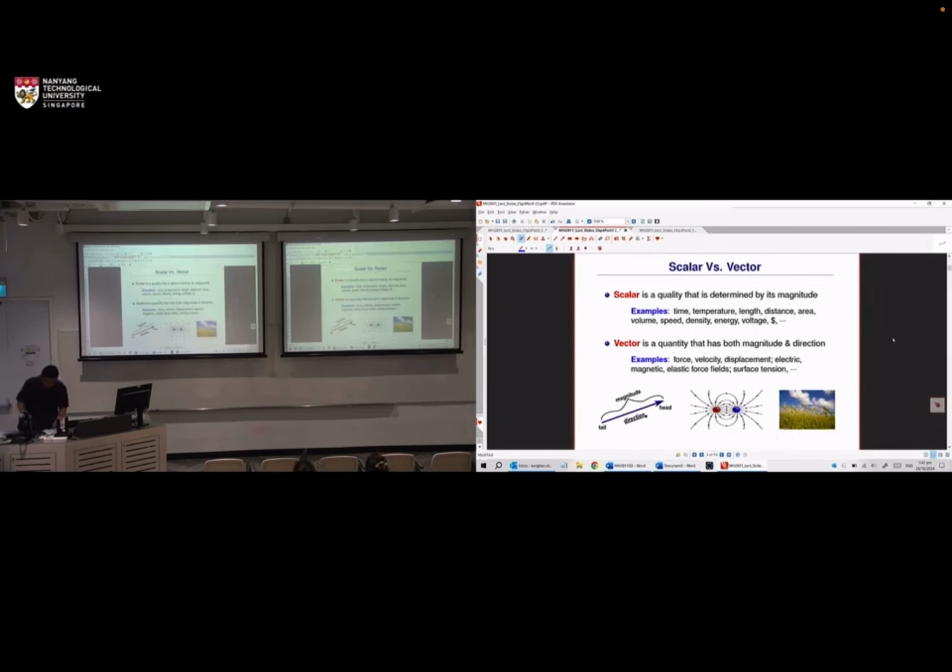Scalar and vector. I think this needs no explanation. All of you are engineering students, you should be very familiar with scalar and vector. A scalar is a quantity that is determined by magnitude. A vector is a quantity that has both magnitude and direction. Vector is the one that we are more interested in: velocity, displacement, magnetic field, surface tension. These are vectors.